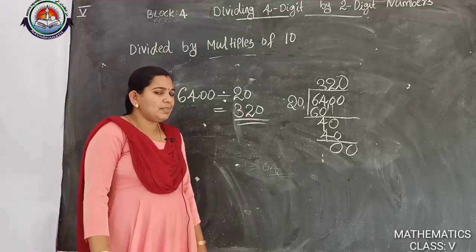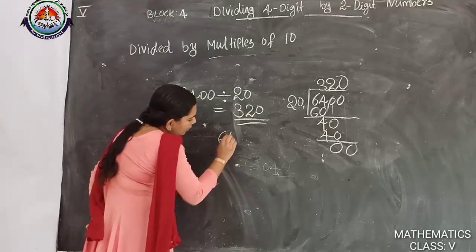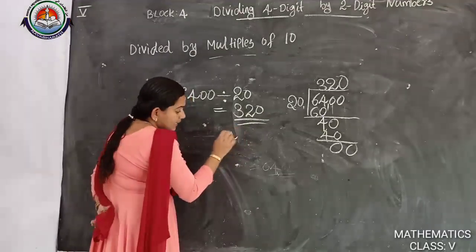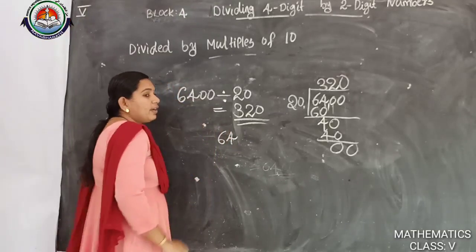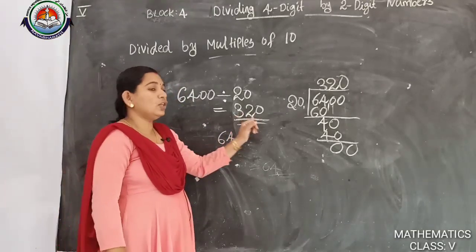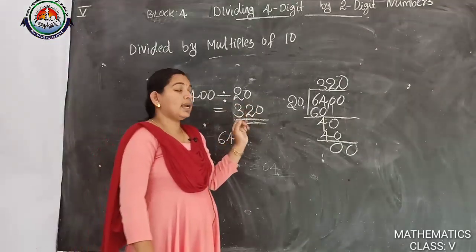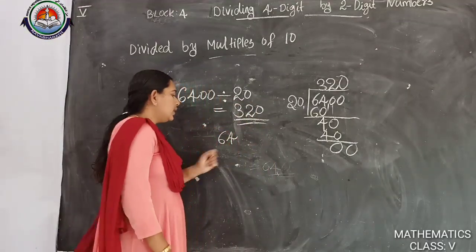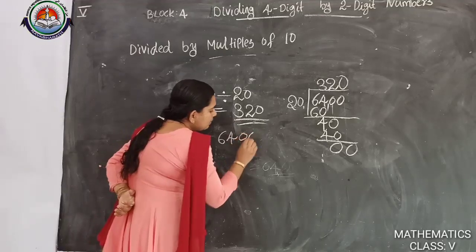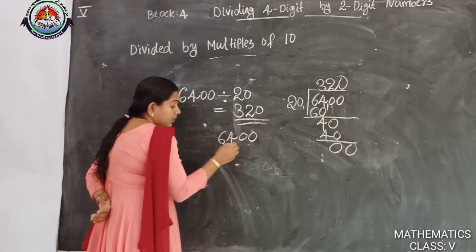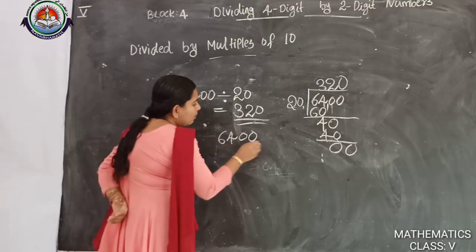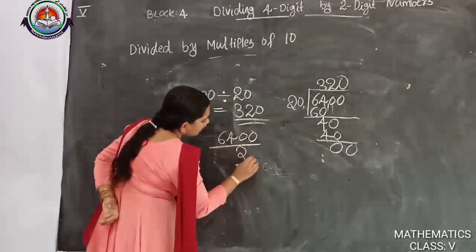We will do the simple method. 6,400 divided by 20 is 320. Then we will do the simple method. 6,400 divided by 20.